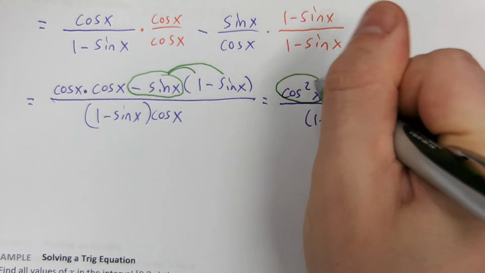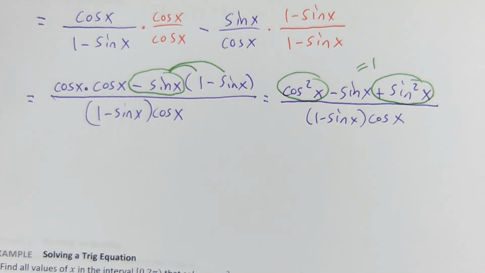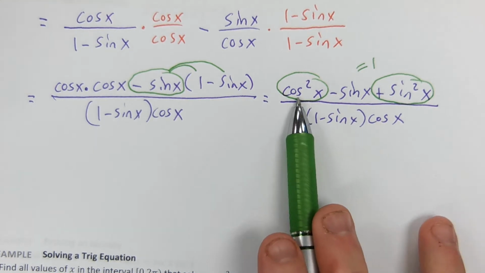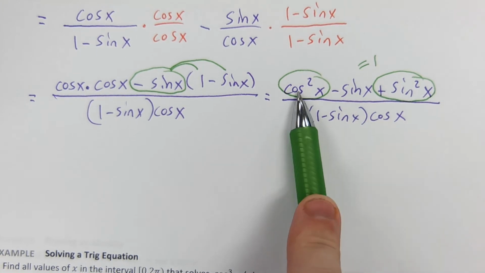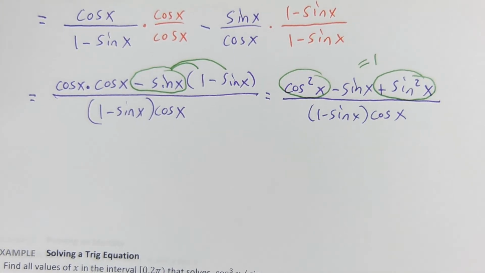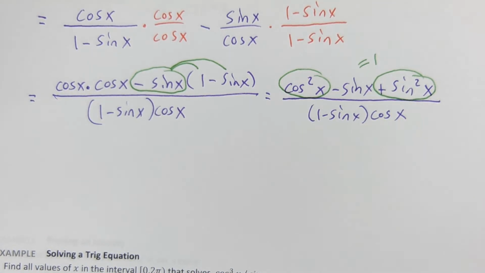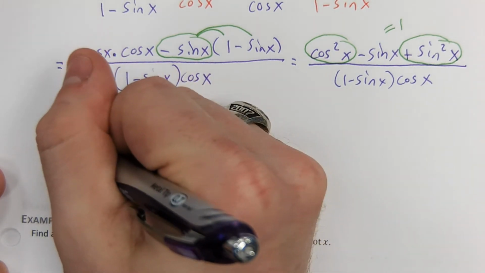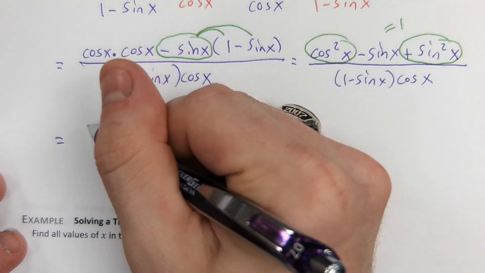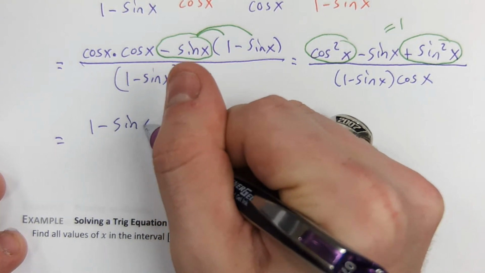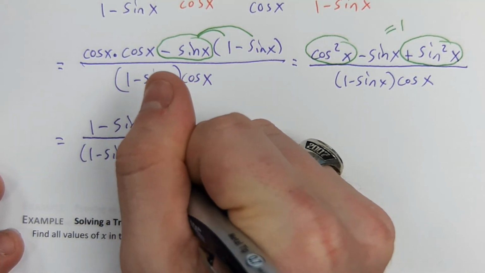Cosine squared x plus sine squared x equals 1. That is the Pythagorean identity. The order of addition doesn't matter. I could rewrite this order, say cosine squared x plus sine squared x minus sine x. It doesn't matter because it's addition. So those two things do combine to give me a 1, just like that. So nothing is canceled. It's just that cosine squared x plus sine squared x equals 1. The numerator then is 1 minus sine x. And our denominator happens to be, oh look, 1 minus sine x times cosine x.